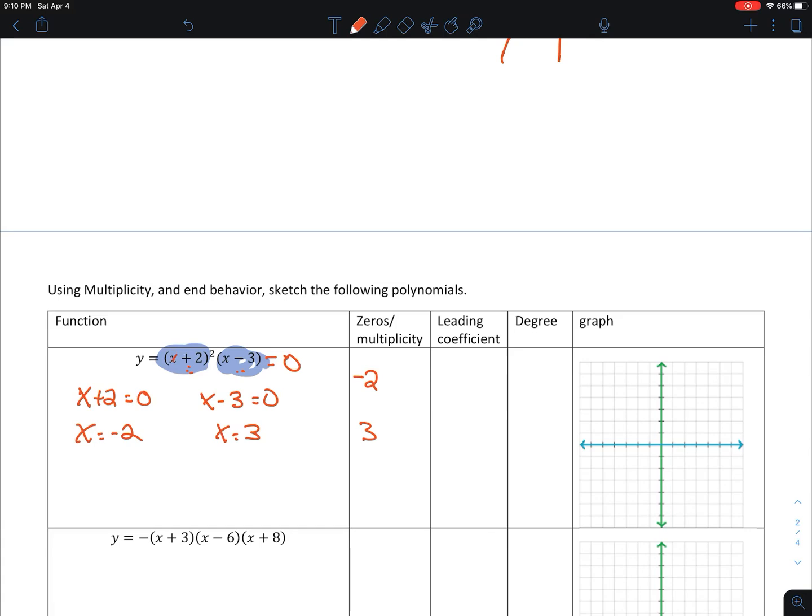All right, so it has 2 zeros. What is the multiplicity of the -2? Remember, the multiplicity is the exponent.